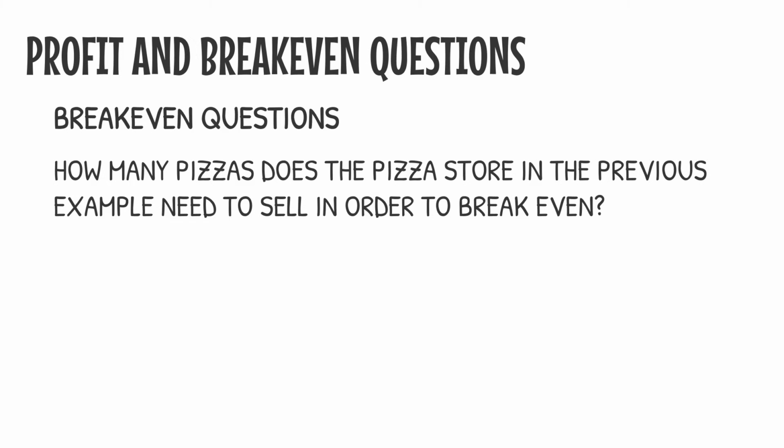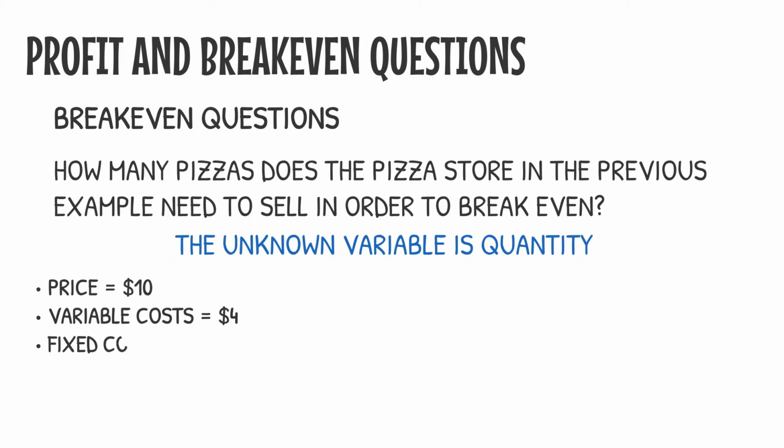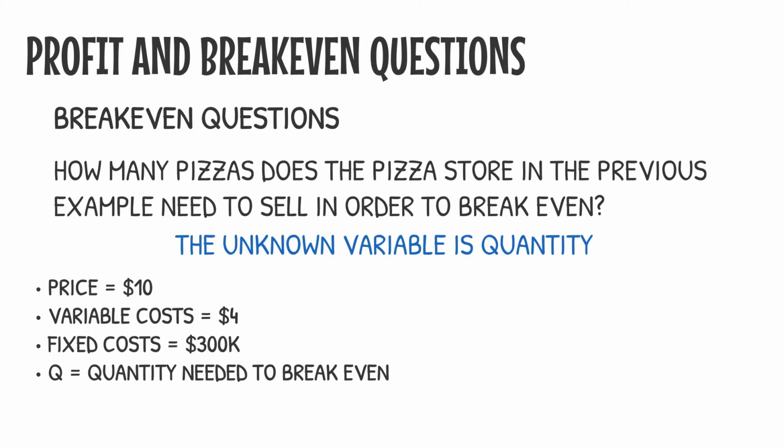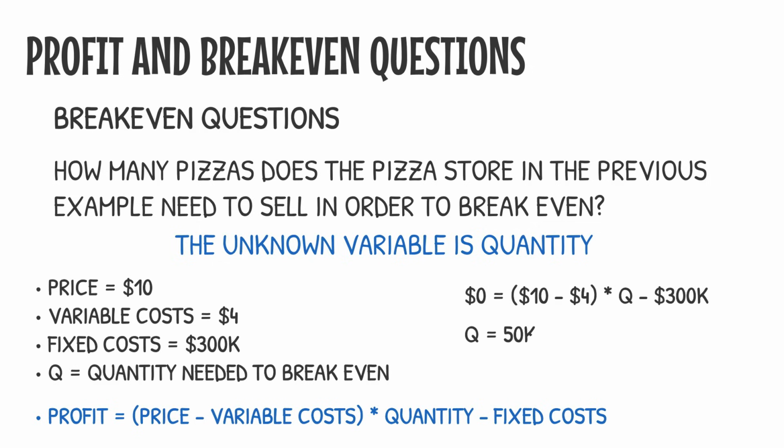even? For this question, the unknown variable we are solving for is quantity. Therefore, set profit equal to 0 and solve for this unknown variable. We know price equals $10, variable costs equal $4, fixed costs are $300,000, and Q is the quantity needed to break even. So, plugging this into our profit equation, profit equals price minus variable costs times quantity minus fixed costs, and we set this to 0. So, $0 equals $10 minus $4 times Q minus $300,000, and so Q equals 50,000. Therefore, the pizza store needs to sell 50,000 pizzas in order to break even.